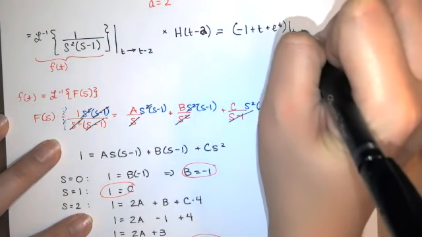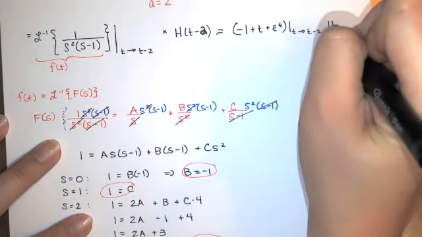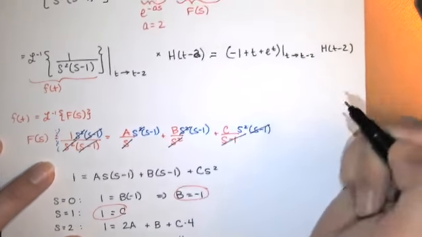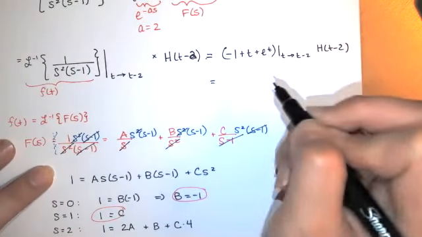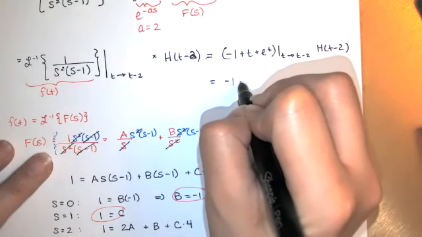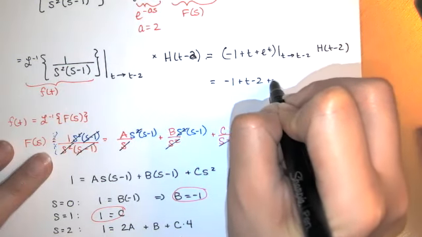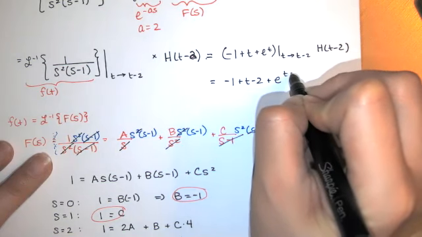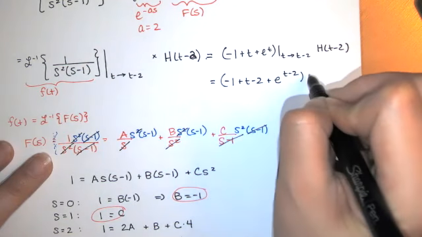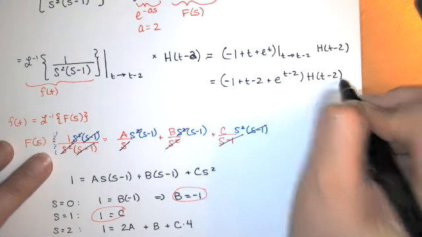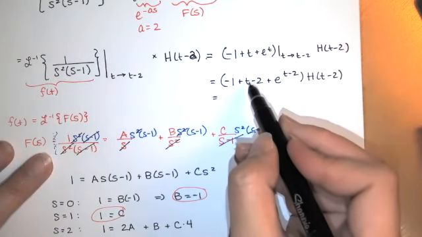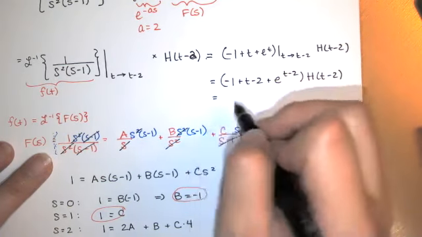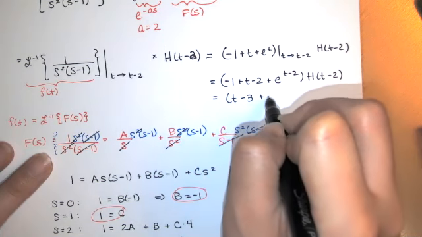But then we have to replace the t with t minus 2 and multiply by the Heaviside function at t minus 2. So we'll have negative 1 minus (t minus 2) plus e raised to the t minus 2, times the Heaviside function at t minus 2. And then this can simplify. Negative 1 minus t plus 2 is 1 minus t.